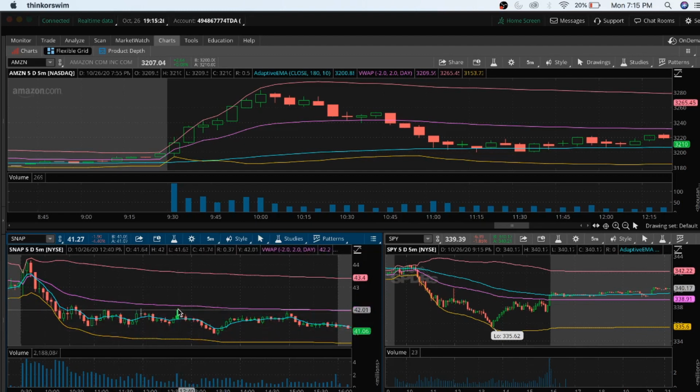Like if you would have entered right here because you're like, it's green, we're pushing the VWAP, boom, we would have fallen from 4208 all the way down to 4104, roughly that area. So that's something to keep in mind.